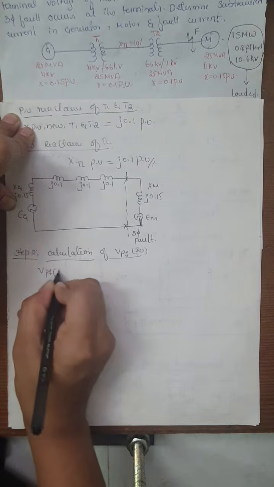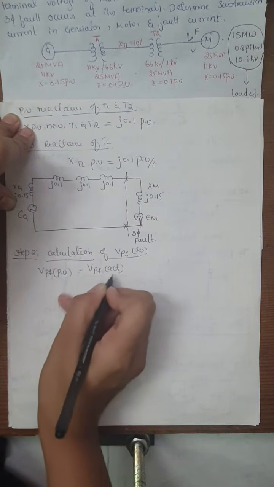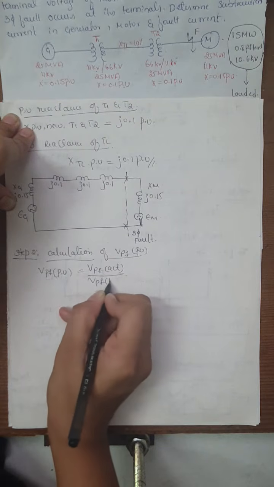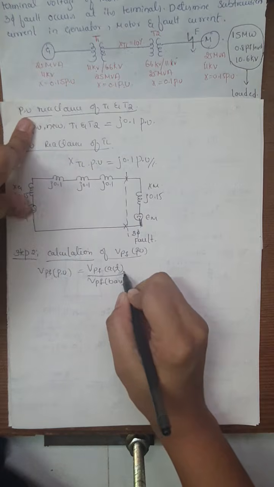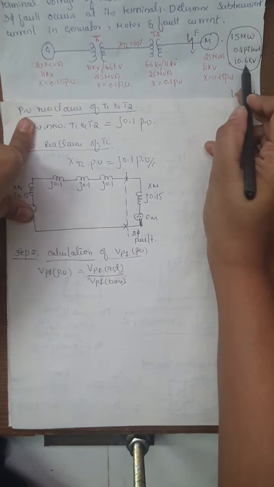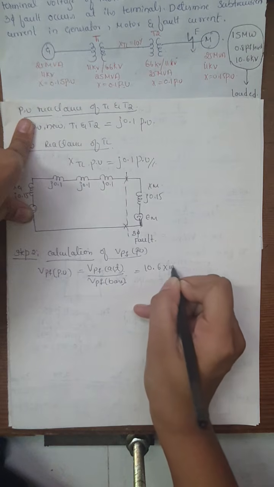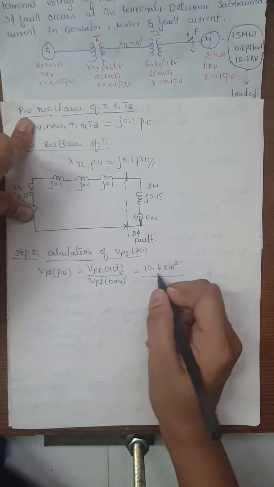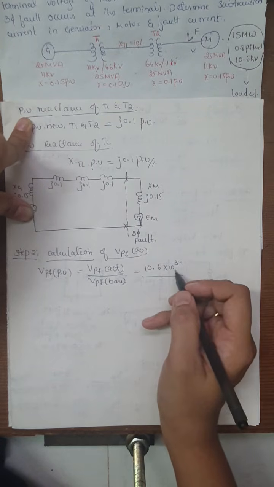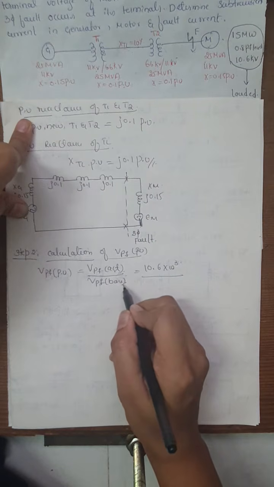I'll write the formula: VPF per unit is VPF actual divided by VPF base. Here VPF actual is given in the problem as 10.6 kilovolt. You can write the kilovolt or not, because both voltages are expressed in kilovolt, so kilovolt gets cancelled. Then the V prefault base.